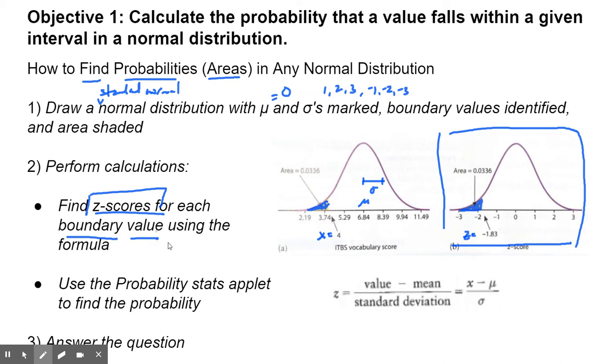So you're going to use the z-score formula to find that standardized value, and here it is again. Then we'll use the stats output to find the probability, and we'll answer the question, usually involving an interpretation. Okay, all right. So let's go ahead and begin.